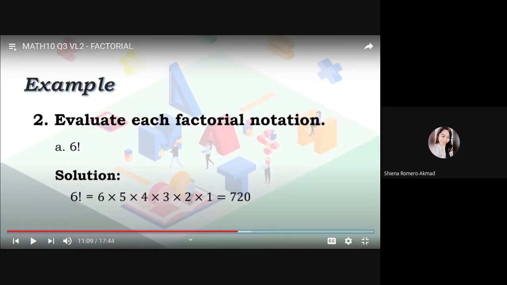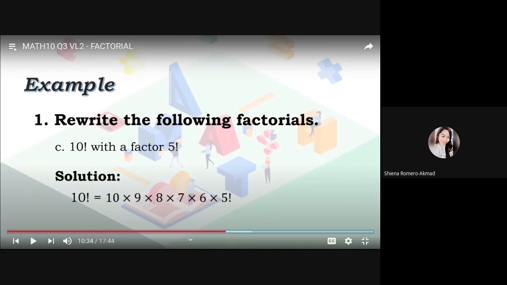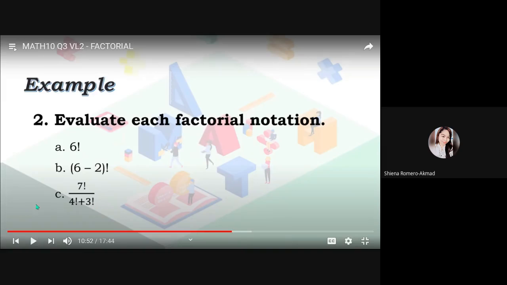Next, we have to evaluate. 6 times 5 factorial. So we have to evaluate the following factorial notation. So yung una, 6 factorial, letter B, 6 minus 2 factorial, and letter C, 7 factorial plus 4 factorial plus 3 factorial. So what do you think is the answer in letter A? Pwede ito sa calculator kung meron kayong scientific calculator.